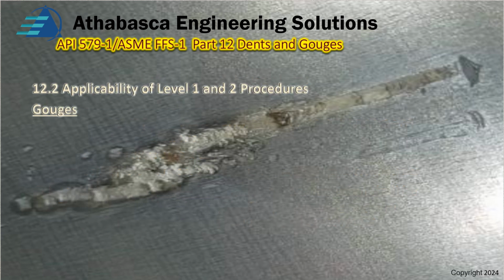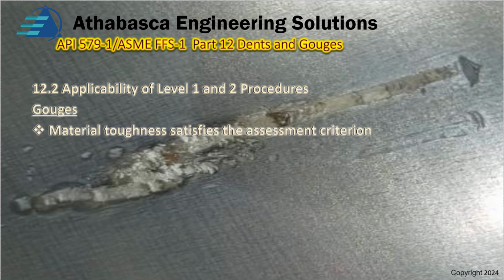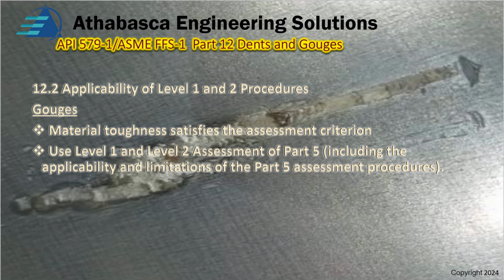Specific for gouges, a condition: the material toughness satisfies all the assessment criteria that we set for that. It can't be a brittle material as described in part 2. We use the level 1 and 2 assessment of part 5, including the applicability and limitations of part 5 in the procedures.